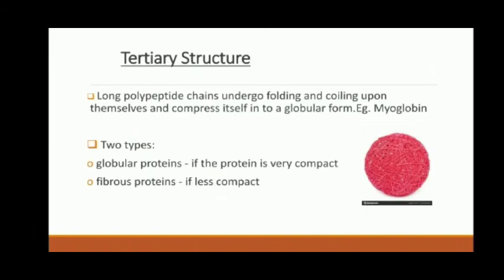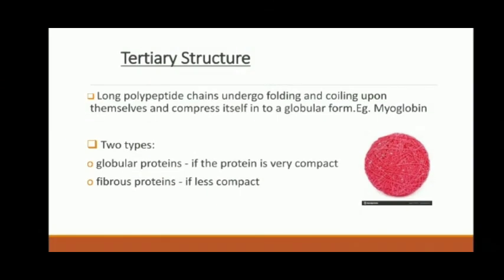Next structure, level of structural organization, that is tertiary structure. In the tertiary structure, long polypeptide chains undergo folding and coiling upon themselves like a hollow woolen ball. A single long polypeptide chain undergoes folding and coiling upon itself and compresses itself into a globular form. The globular shape. That's why I have told you it's like a hollow woolen ball, a ball-like structure.